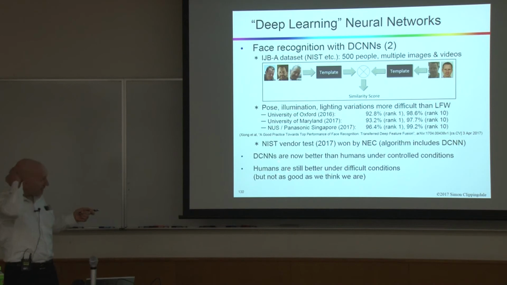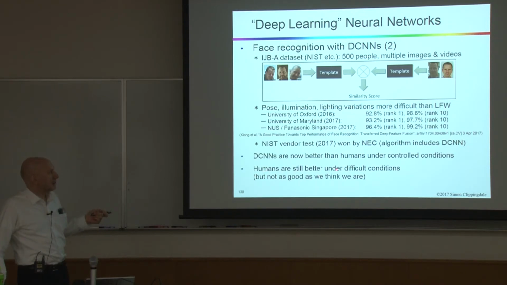So it can now be said that deep convolutional neural networks are now better than people at recognizing stuff under controlled conditions, like in an airport passport verification system where you're just doing verification, controlled lighting, frontal pose, no expression.